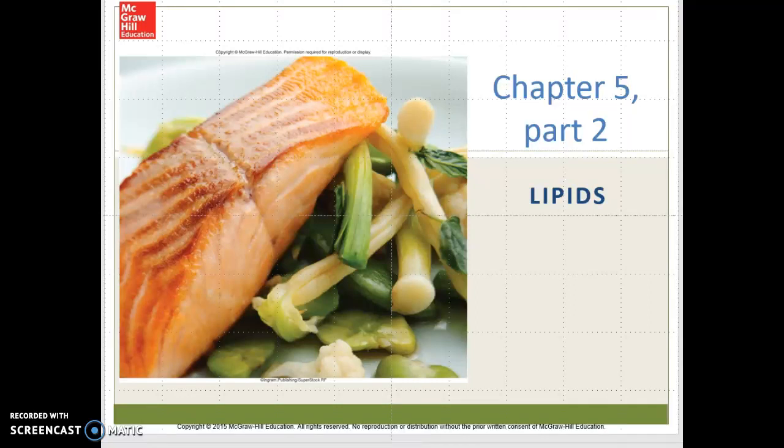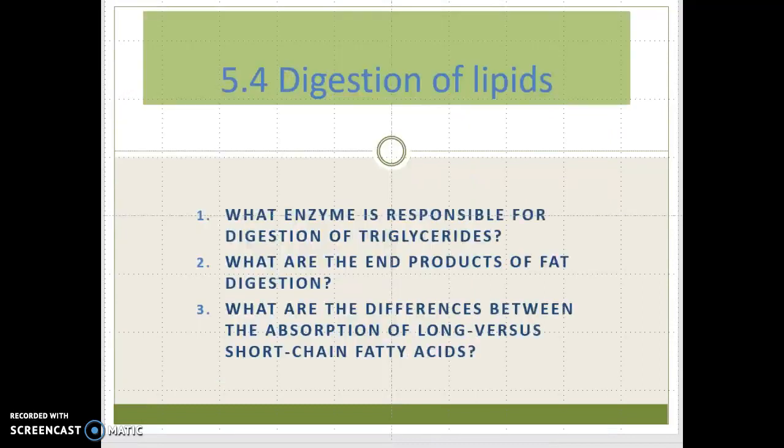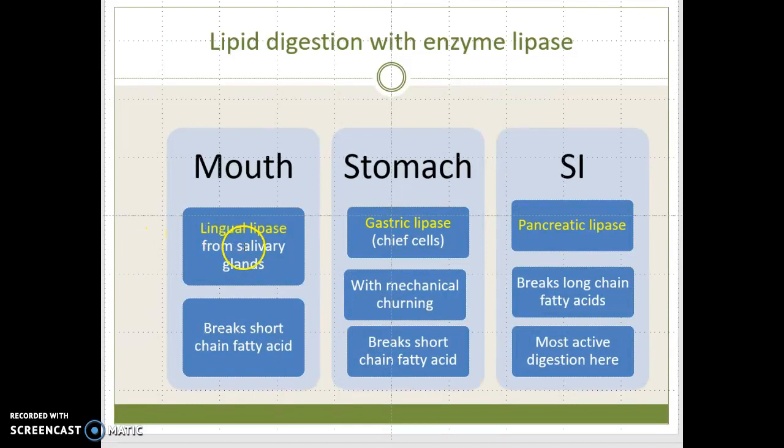All right, the second part of Chapter 5, looking more at digestion of lipids and looking at LDL and HDL, some of the lipoproteins. So the first review here is what enzyme is responsible for digestion of triglycerides. I think you know that from the Chapter 3 slide, but here it talks again about lipases in your mouth, your stomach, and your small intestine.